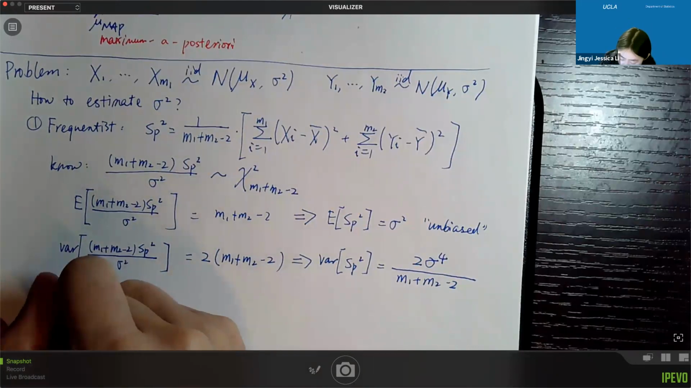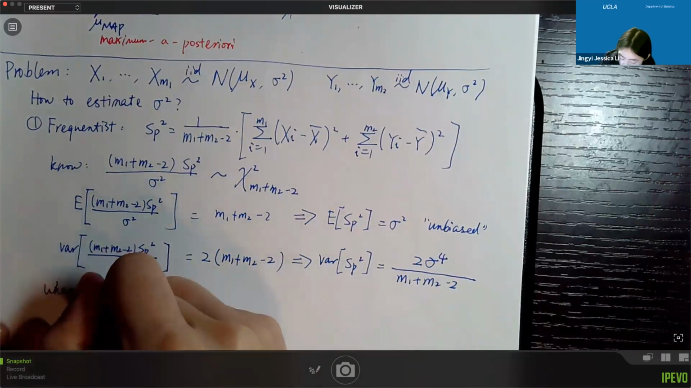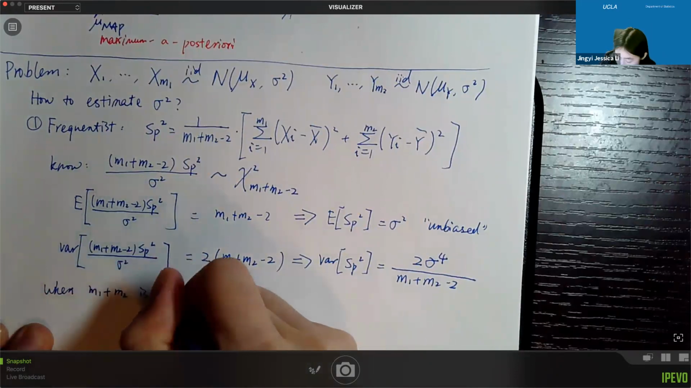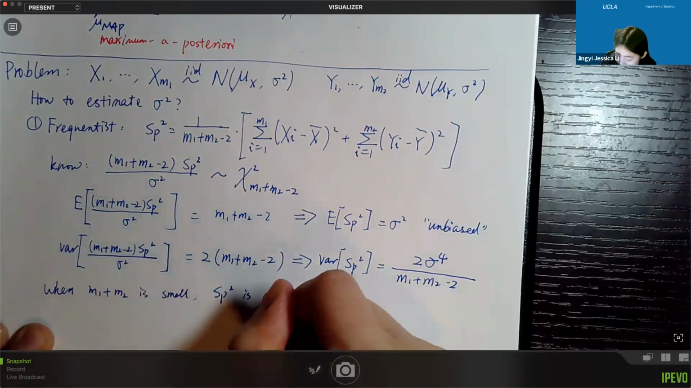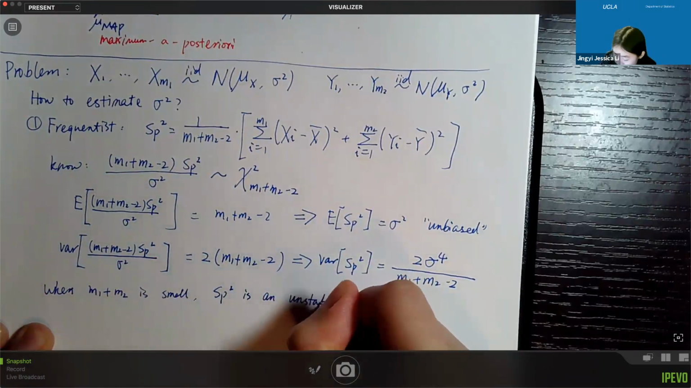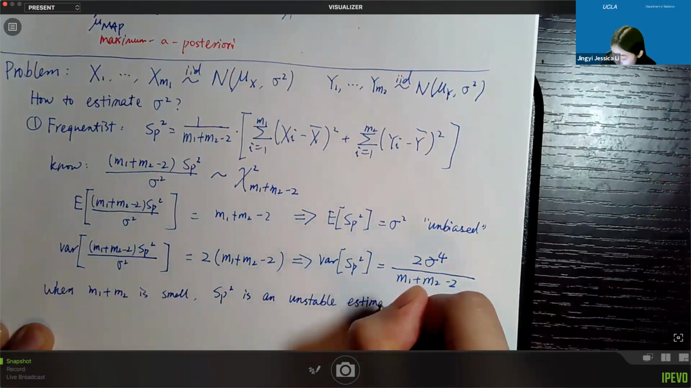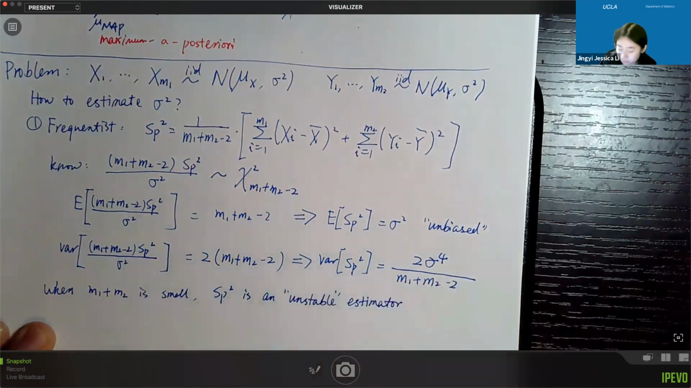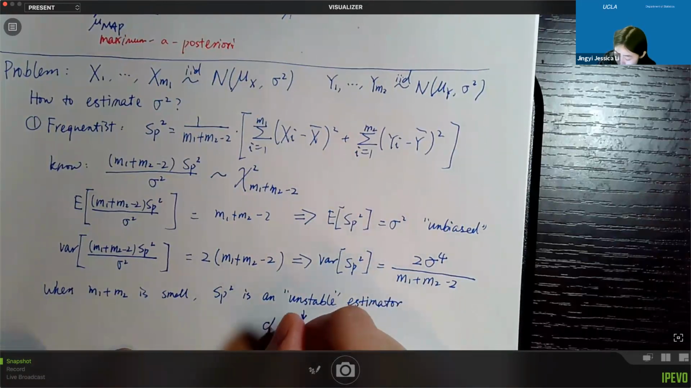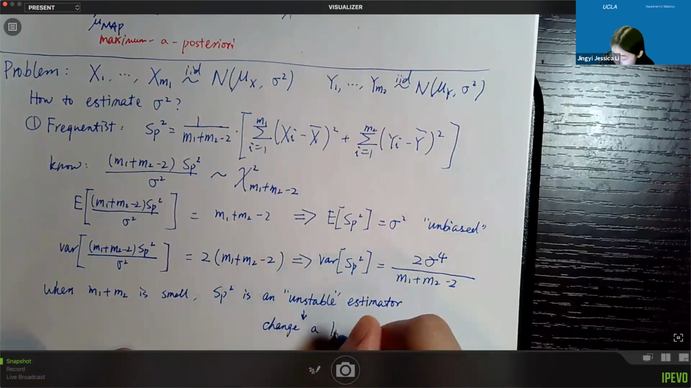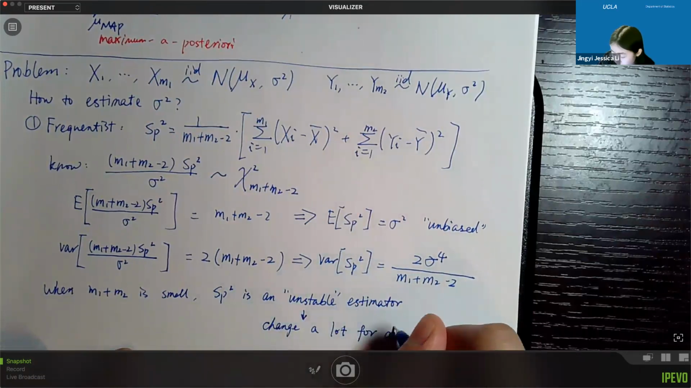So when m1 plus m2 is small, then S_p squared is an unstable estimator. Being unstable means that if I get a different data set, if I redo my experiment another time, then my S_p squared value could change a lot for different data sets.